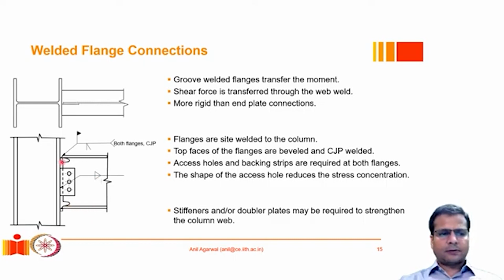In these connections as well, after the groove weld is done, this will become a monolithic kind of component, and any axial forces which are acting on these flanges will get transferred to the column flanges and then to the column web, which may introduce local stresses which can cause web crippling and web local buckling, etc. In order to avoid that, we may have to provide stiffeners, and also if the shear capacity is not sufficient, we may provide some kind of a doubler plate or a diagonal stiffener.